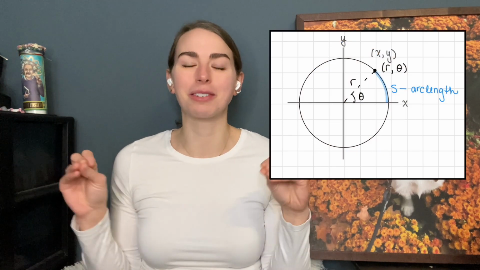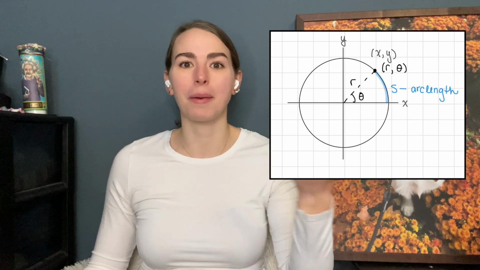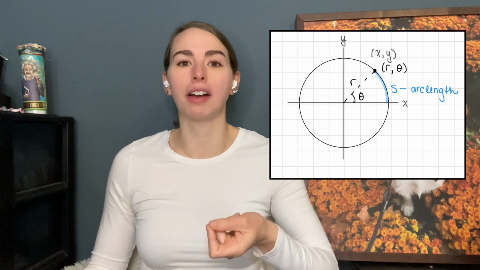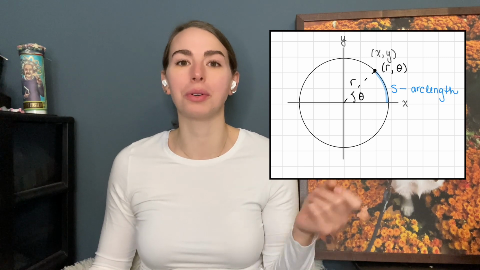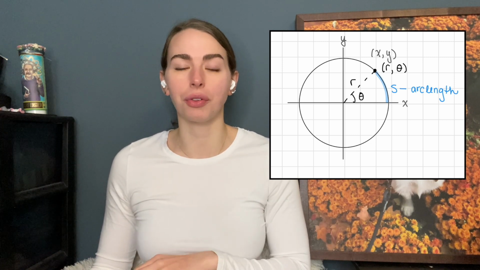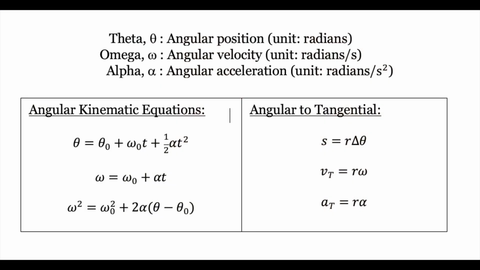In order to get from angular to tangential, because they are related, you would just multiply by the radius. Arc length, or the length that you've traveled along the circle, is equal to the radius times the angle that you've traveled through. The tangential velocity will be equal to the angular velocity times r, and the tangential acceleration will be equal to the angular acceleration times r. That will all be up, probably covering me, so you can see it and screenshot it if you need to, and keep those for your equation sheets.